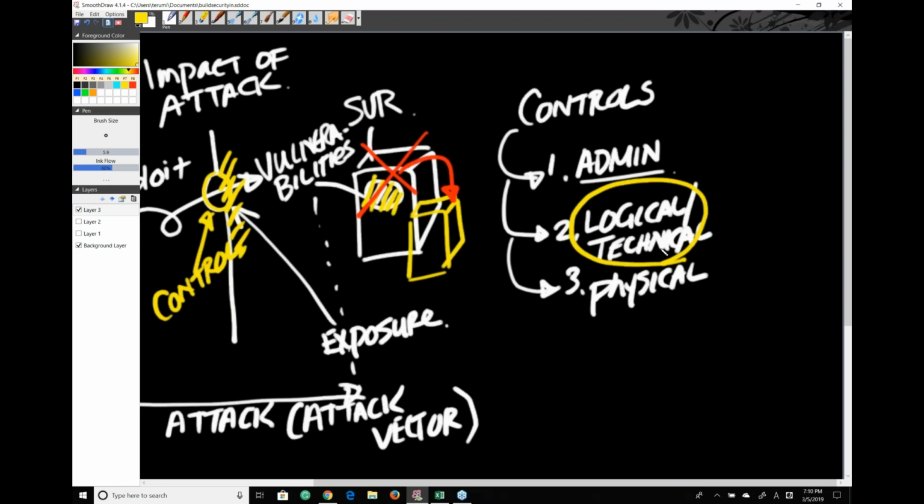And last but not least, there are physical controls. You could put in fences, cameras, guards, dogs, all that stuff. They're all considered physical controls. So there are 3 categories of controls, and the one that you are asked to do is number 2, logical technical controls. All right, any questions on controls?